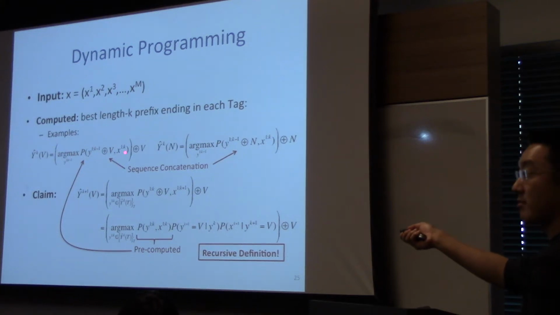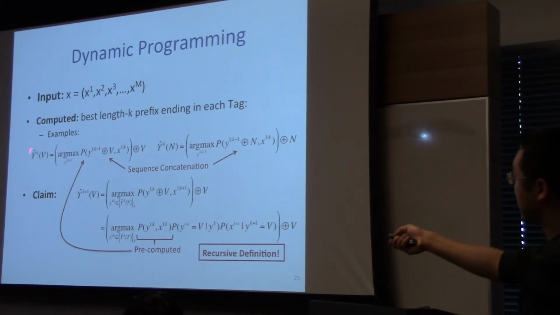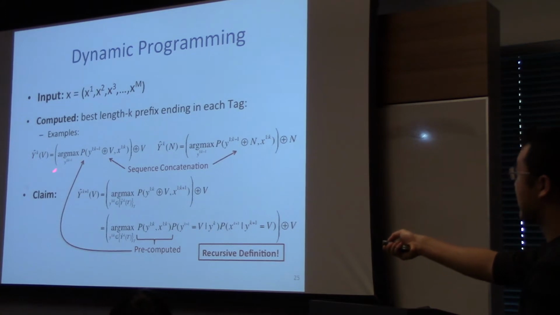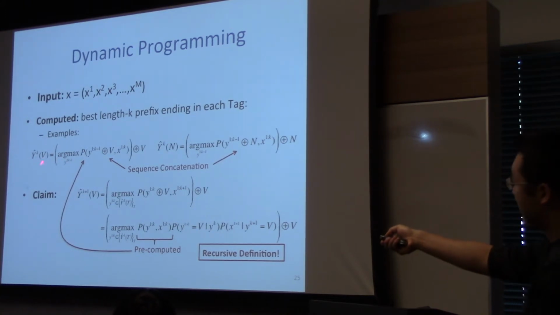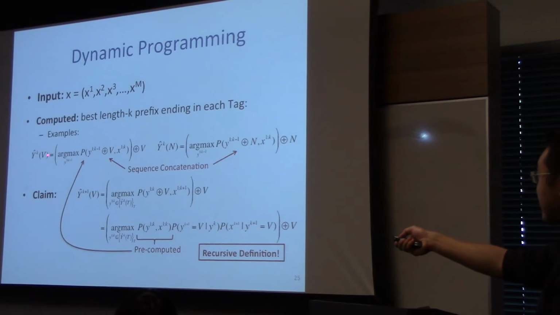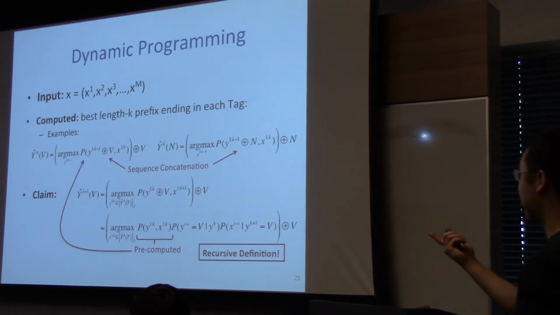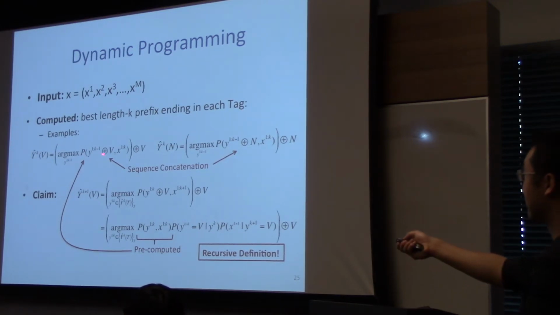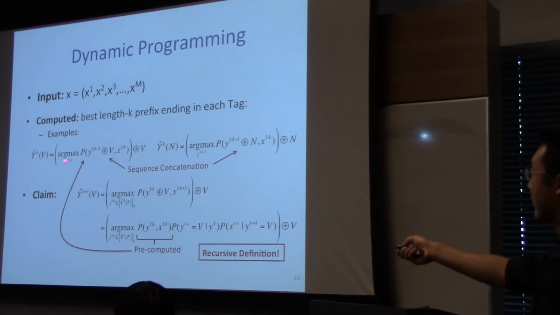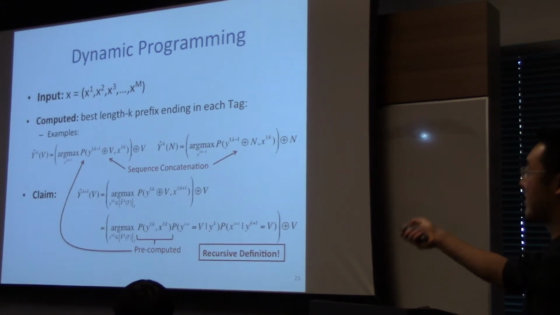Probability here. And so what this says is this is a function that maps verb to the best length k sequence that ends in verb. The mathematical definition is simply, I do an argmax over all sequences of length k minus 1, append verb to it, compute the probability, and take the one that has the maximum.